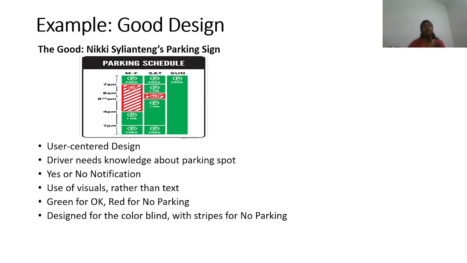So the driver needs the knowledge about just the parking spot here, and considering this green or red marks, he will get the yes or no notification directly without wasting time. And here the better use of visuals is done instead of the text, which we have seen in the previous instance where it was the epitome of the information. And here green signifies okay, whereas red is for no parking with the cross lines.